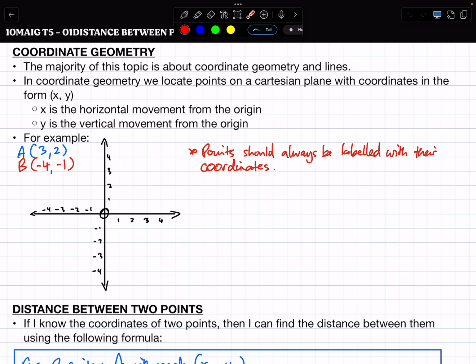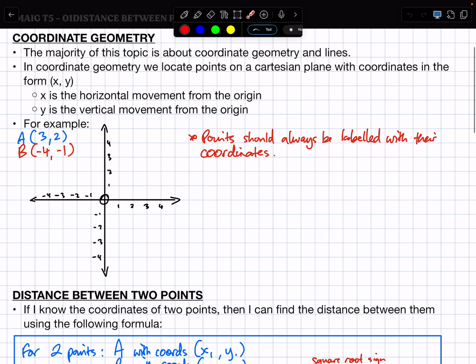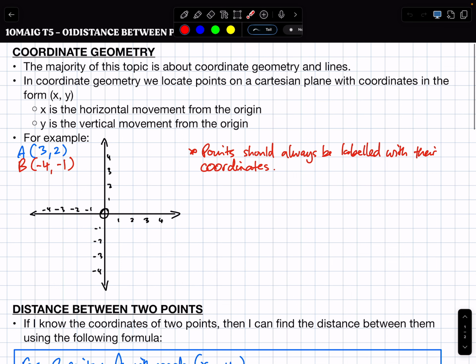All right, the majority of this topic, even though we did index laws last lesson, is about coordinate geometry and lines. In coordinate geometry, we locate points on a Cartesian plane with the coordinates in the form x, y. X is the horizontal movement from the origin. Y is the vertical movement.